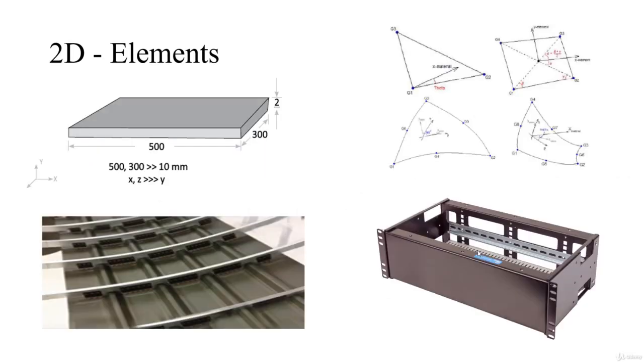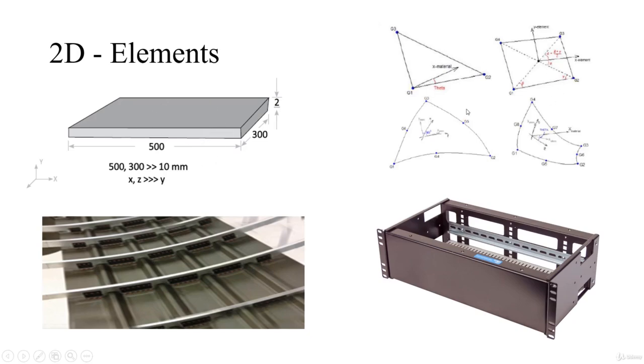Then coming to the second one, here see the dimensions: the length is 500 and the width is 300, but the thickness is 2. So when compared with the length and the width of this particular structure, the thickness is too low. And see here, we are going to use 2D elements in such types of geometry cases.